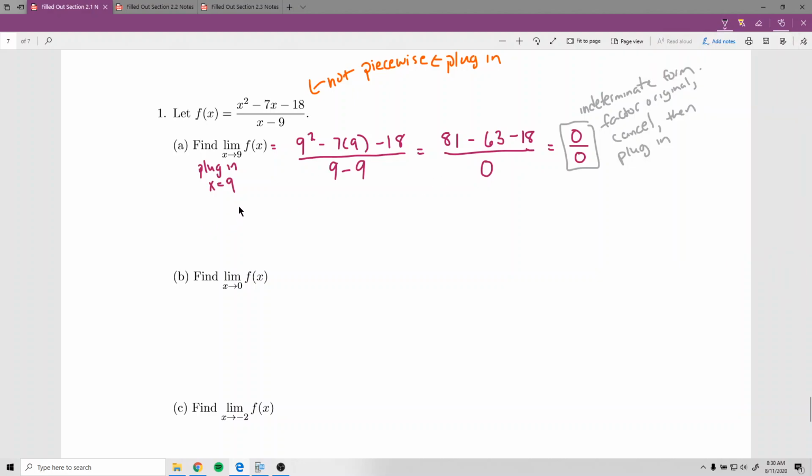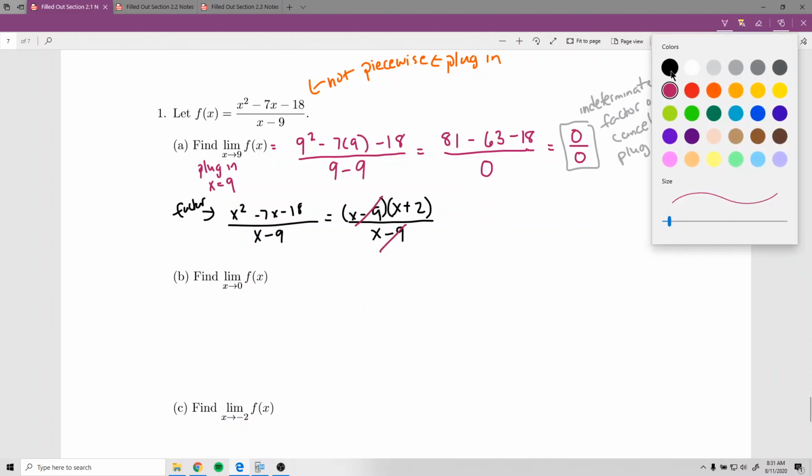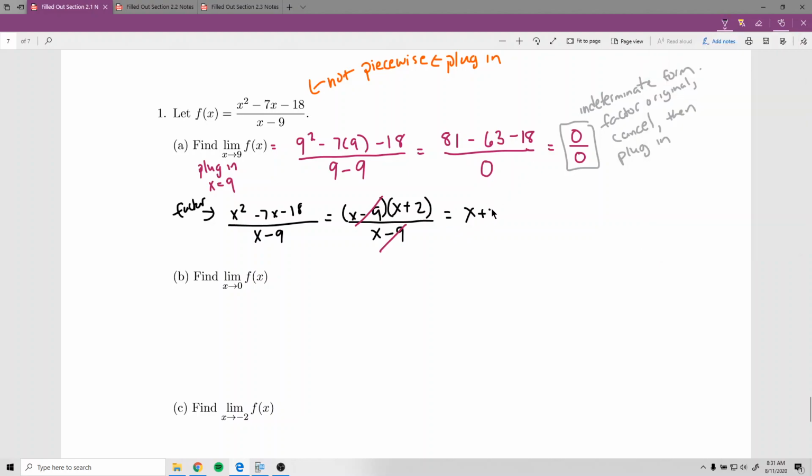Alright, so let's go ahead and factor x squared minus 7x minus 18 over x minus 9. Right, we can factor the top. You should get a matching factor. So there should be an x minus 9, and x plus 2 is the other factor. They multiply to negative 18, they add to negative 7, so it works out. And then we can cancel the x minus 9s, and that leaves us with just x plus 2.